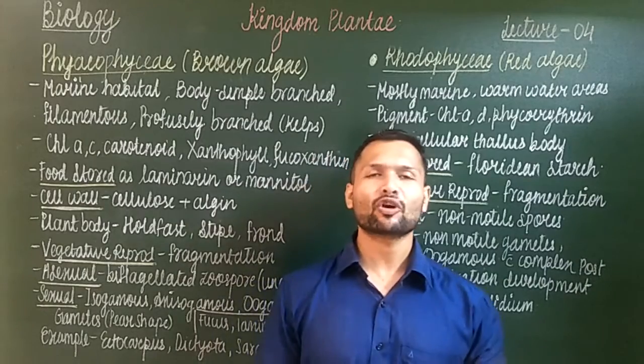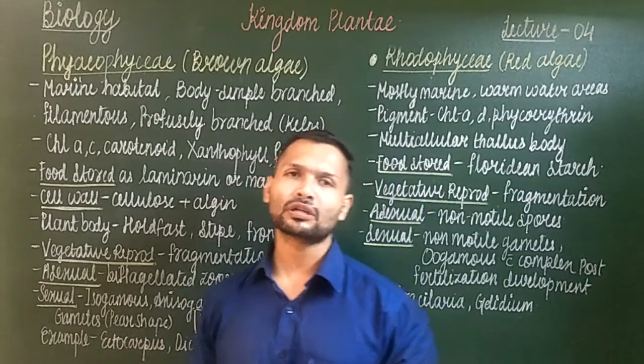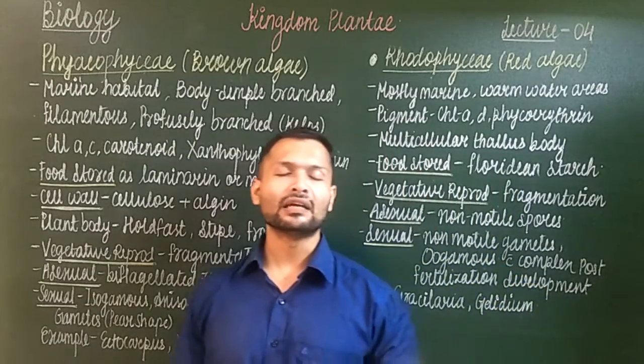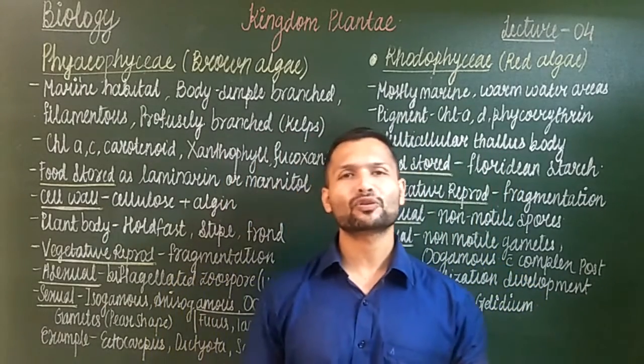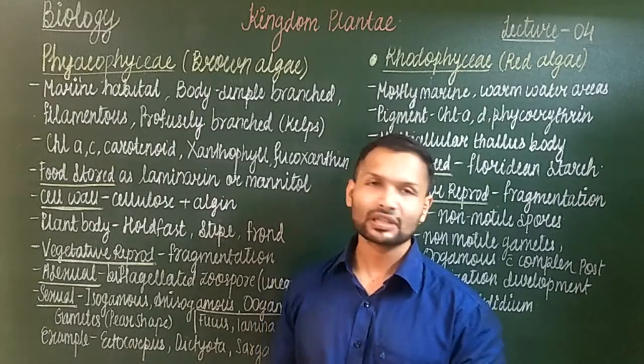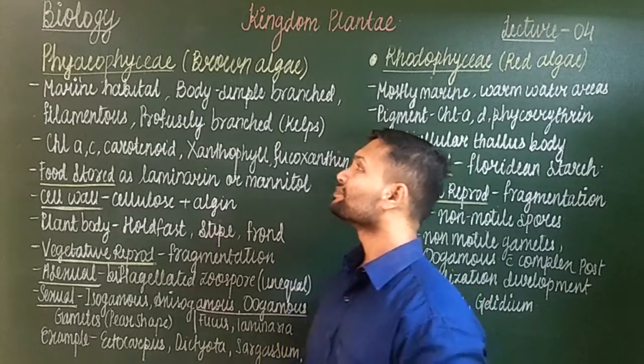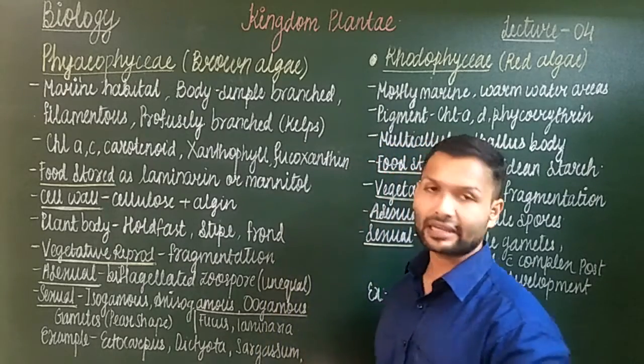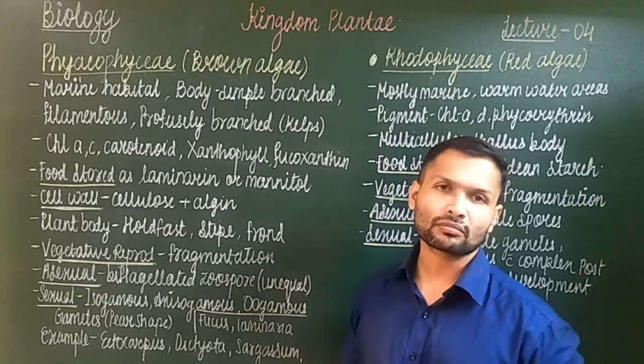So today our topic will be the remaining two types of algae, that is the Phaeophyceae and the Rhodophyceae. In the last lecture we finished with Chlorophyceae, so here we go with the last two ones. So Phaeophyceae, as we all know, is known as brown algae, simply because they look brown.